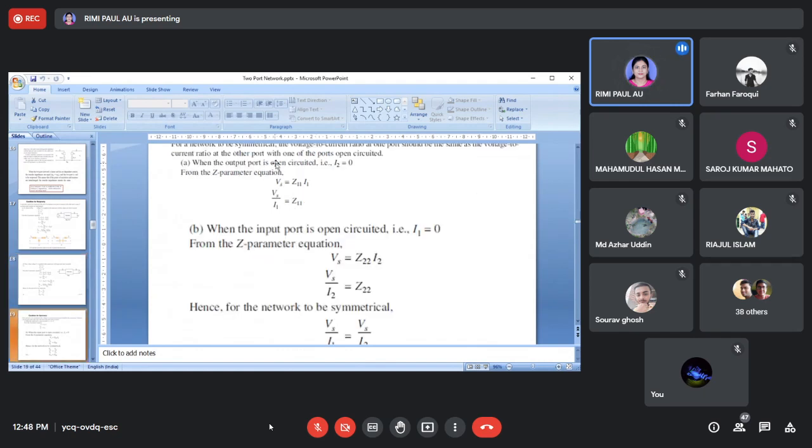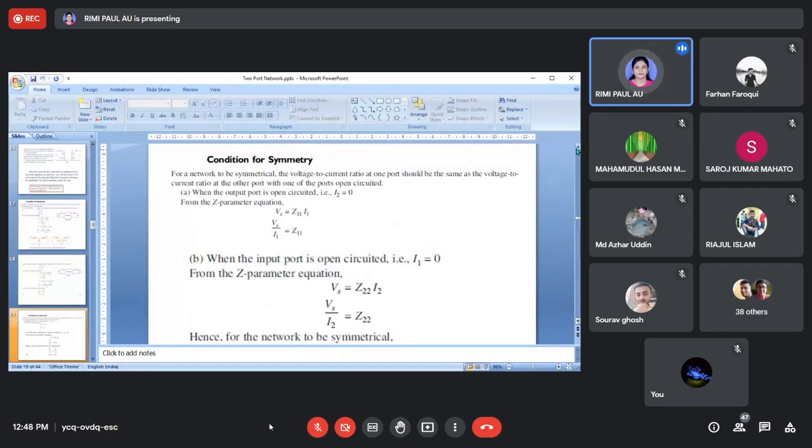So for a symmetrical network, what you will do is make the output port open circuited. So with I2 equal to 0, you will get Vs by I1 is equal to Z11. Then you will do the same thing, but with the input port open circuited. So Vs by I2 is equal to Z22. Now if these parameters are equal, then you can say that this network is symmetrical. So you just have to do the open circuit.